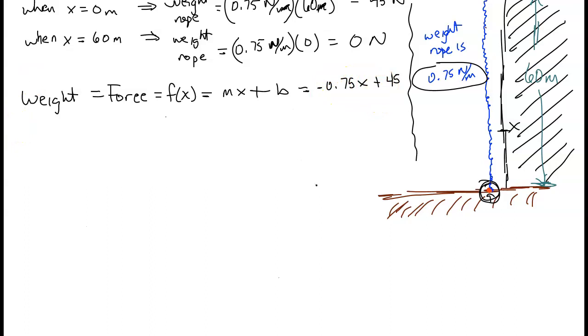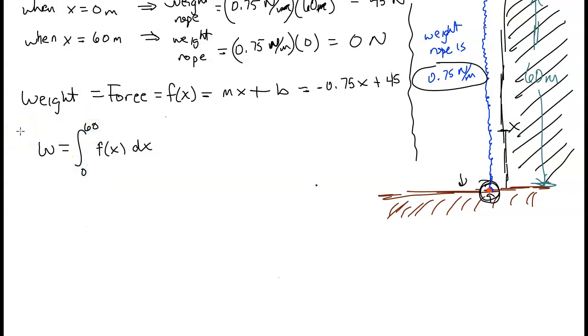All right, so to wrap this up now, we know that work, because that's the thing that we're trying to find, is going to be force times distance. Now, the thing is we have our force function. And so this is one of those situations where we can actually just say work is going to be the integral of our force function from the lowest x value, which is 0, to the highest, which is 60.